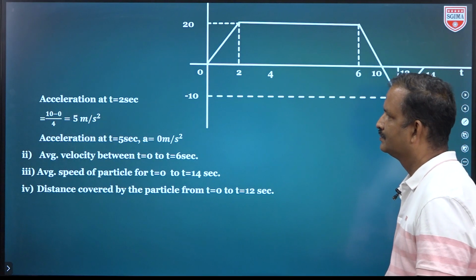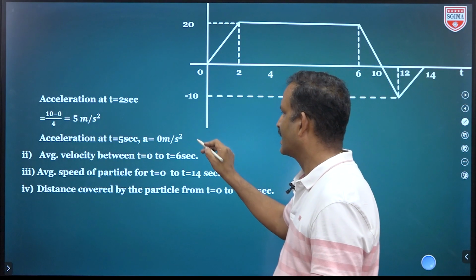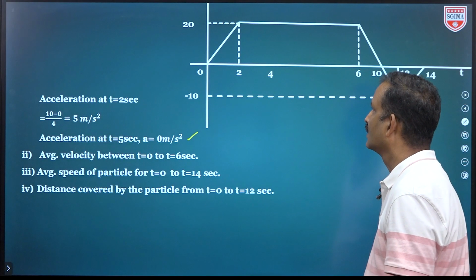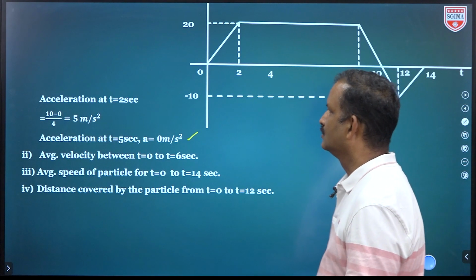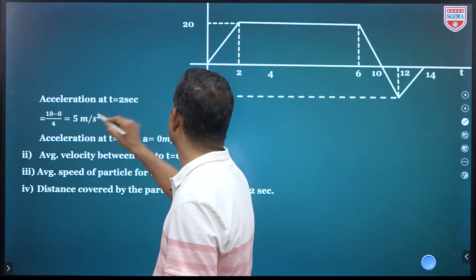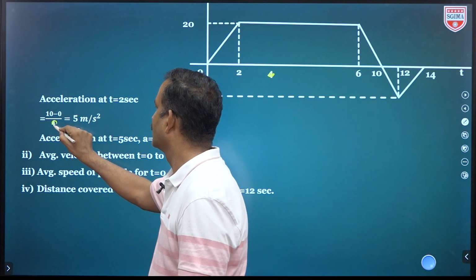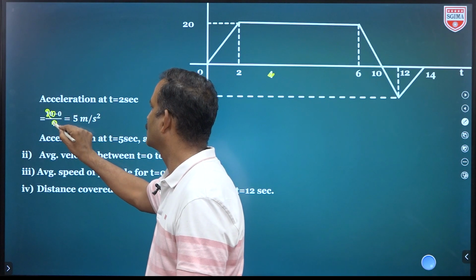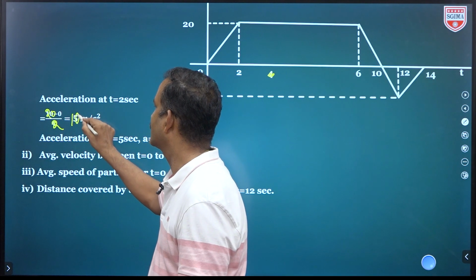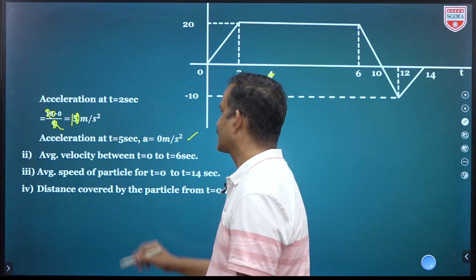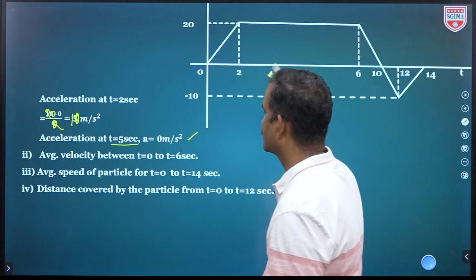Suppose same graph, we get acceleration 0. At t equal to 2 seconds, this is 20 by 2, this is 10 meters per second square. So, acceleration at 5 seconds, acceleration is 0.